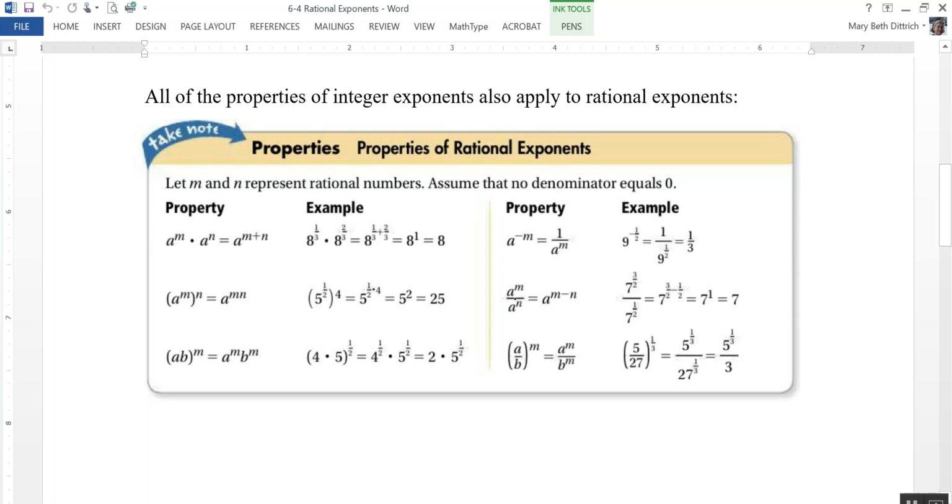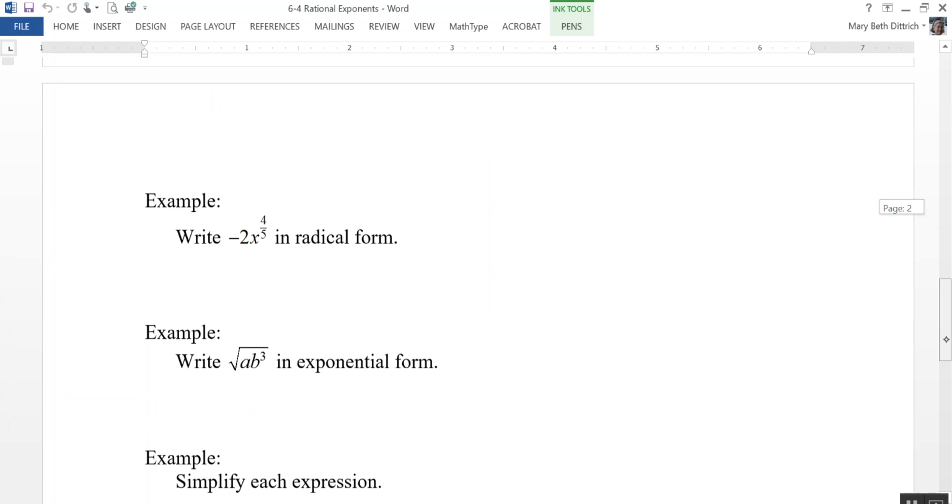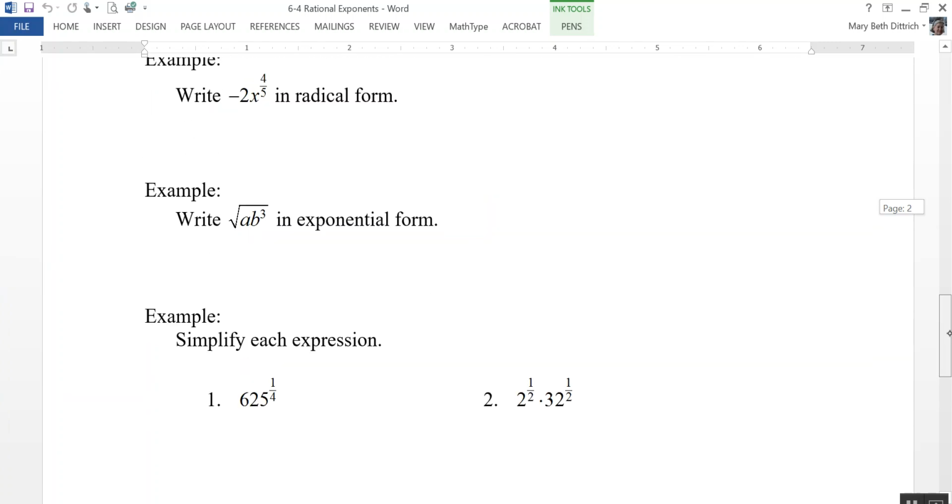Dividing two powers, a to the m divided by a to the n, same base, subtract the exponents from each other. And then a fraction or a quotient raised to a power is the same as each of those bases being raised to the power and those two being divided. So in other words, the same properties of exponents that we learned in Algebra 1 also apply to rational exponents. Let's do a couple examples here.